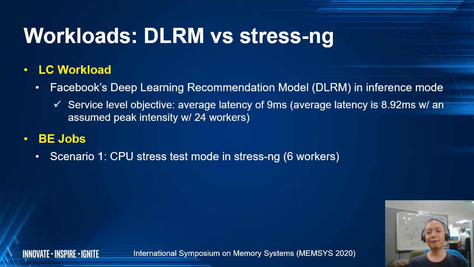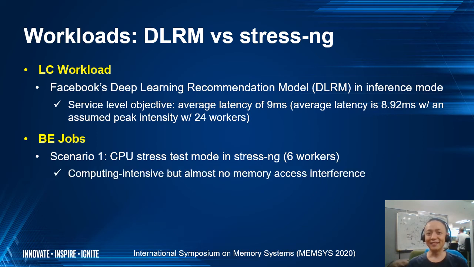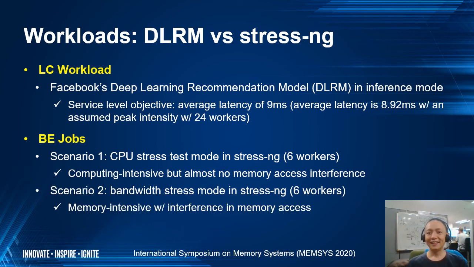We use two different best effort jobs using a well-designed stress tool, stress-ng. In the first of the two scenarios, we let the tool iterate over different CPU stress tests. In this scenario, the best effort job is a compute-intensive one, but has almost no memory access interference to DLRM. In the second scenario, we let the tool run the memory bandwidth stress mode. The job then becomes a memory-intensive one with interference to DLRM in memory accesses.